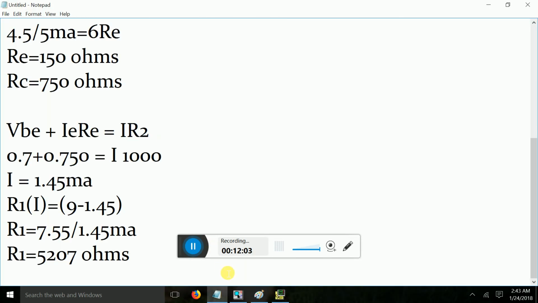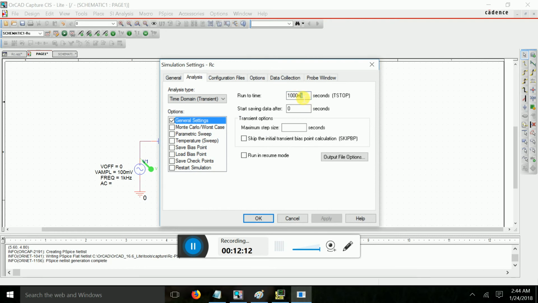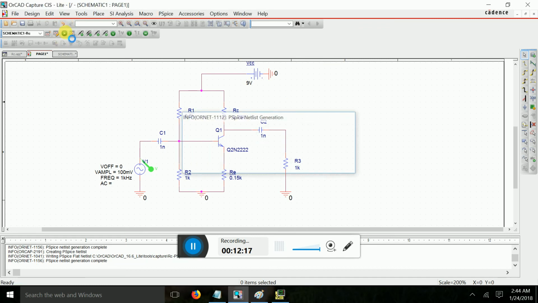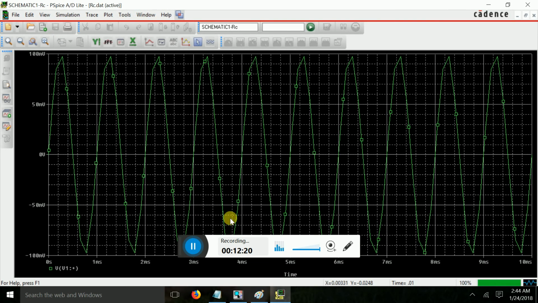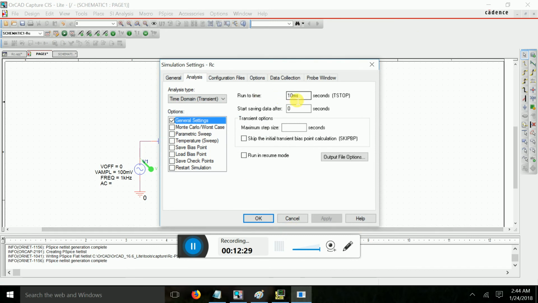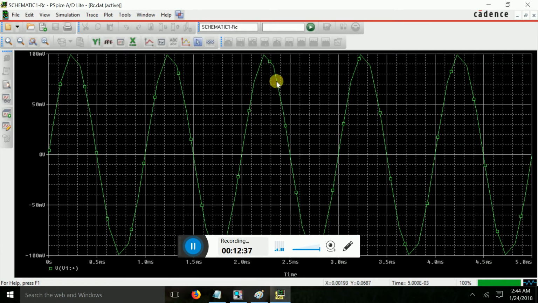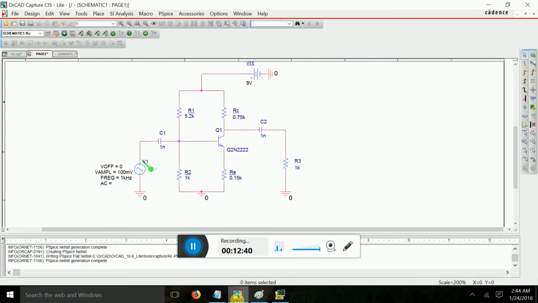Before that, let me go to the simulation profile first. Here it is, the profile. Let us run it for 10 milliseconds. You can see it is a 100 millivolts sine wave coming, so it's totally nice. Let me make it a bit smaller. Yes, now it is clear. Now we will take the output.